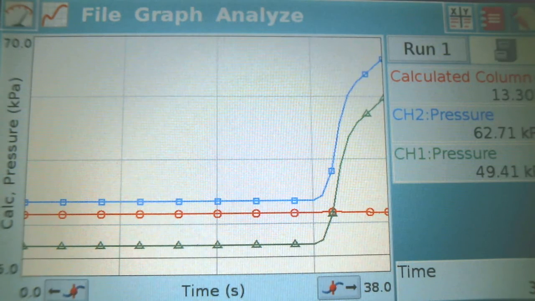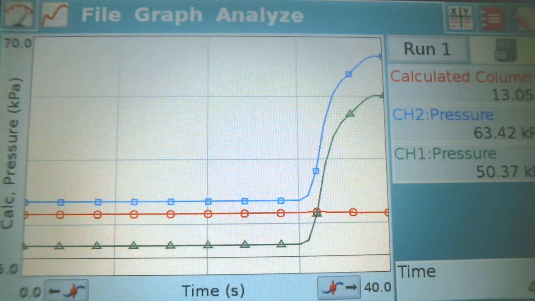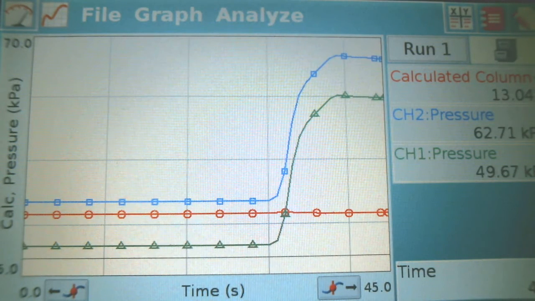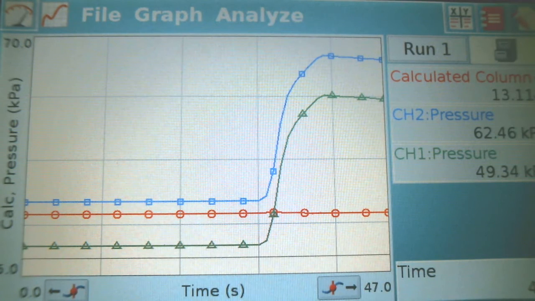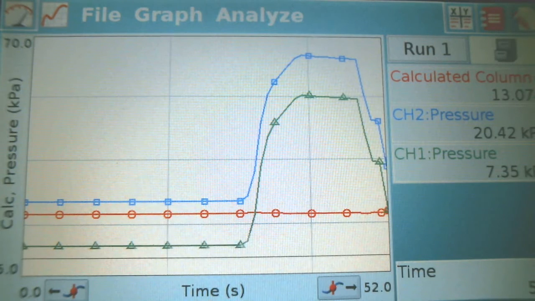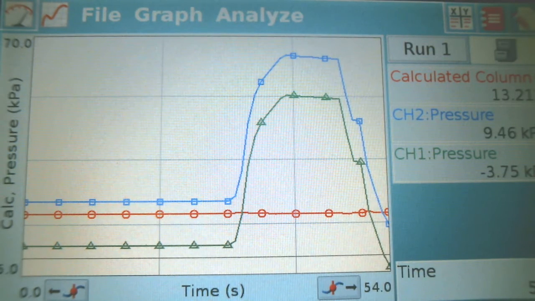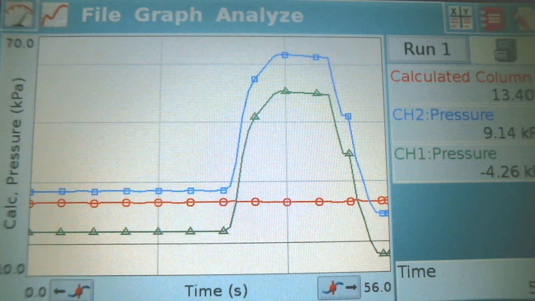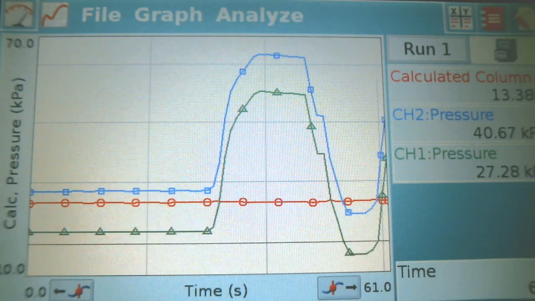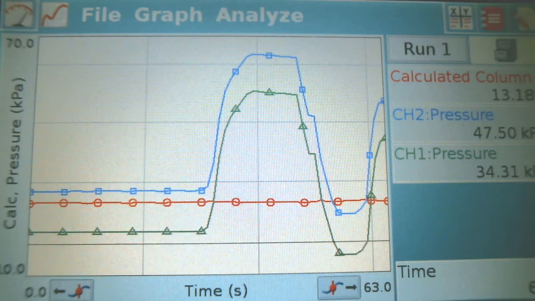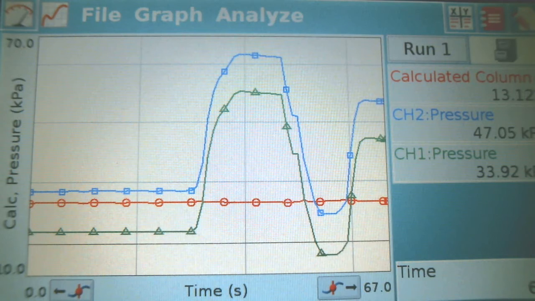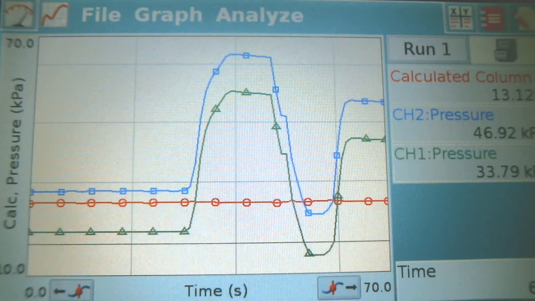Well, the red line is not doing anything. The difference between the two is staying the same. Pressure at the top is going up, pressure at the bottom is going up. They're going up and down together. Pressure depends on height. Pressure also, if it's changed in one place, changes the same everywhere else.